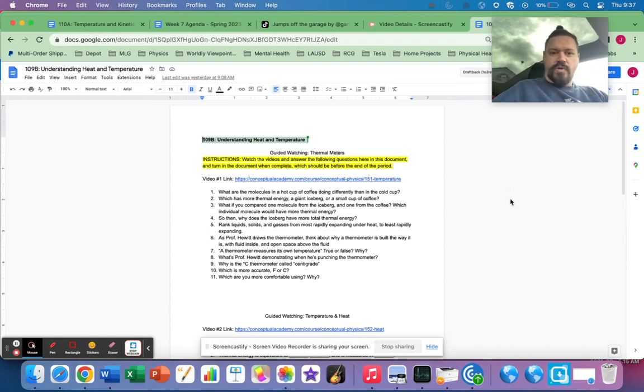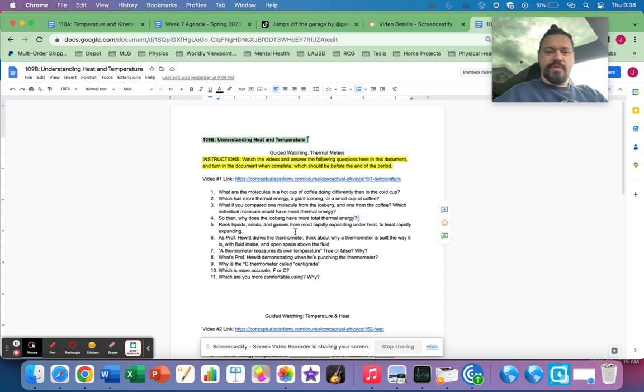Okay, let's go over 109B, understanding heat and temperature. In a hot cup of coffee, the molecules are vibrating more. What has more thermal energy? The giant iceberg, because even though each molecule has a little bit of energy, overall there are lots of molecules. One molecule in the iceberg and one from the coffee: the coffee has more energy. Number four, the iceberg has more because, again, it has more total molecules.